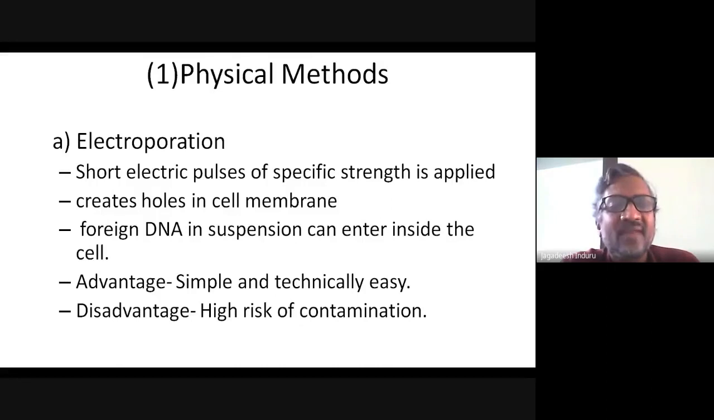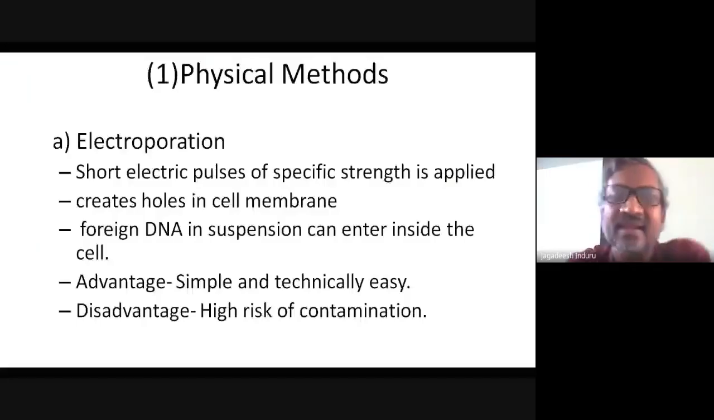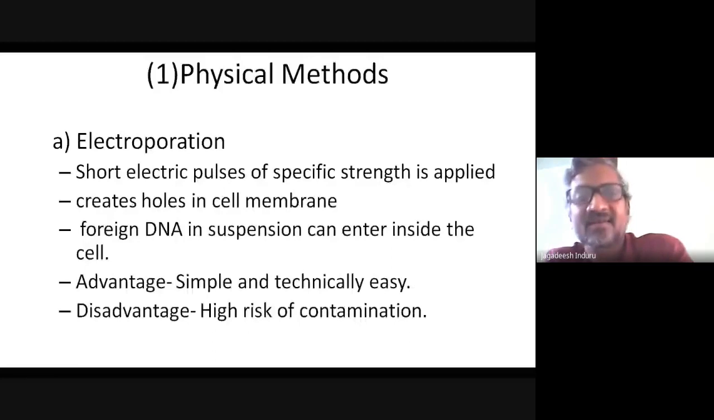And what will happen when it is applied, it creates holes in the cell membrane. So through those holes, a bigger molecule like DNA, which has a lot of nucleic acid sequences, can enter. So the pure foreign DNA in the suspension can enter inside the cell through these pores. The advantage is that it is very simple and technically easy. But the problem is there is no specificity. Through the pore, anything may enter, not only the specific DNA we are thinking of, but other DNA fragments and other material also have a chance to enter. It is the reason for a high risk of contamination, which is very risky when we are touching genetic material like targets. So this is actually the disadvantage.